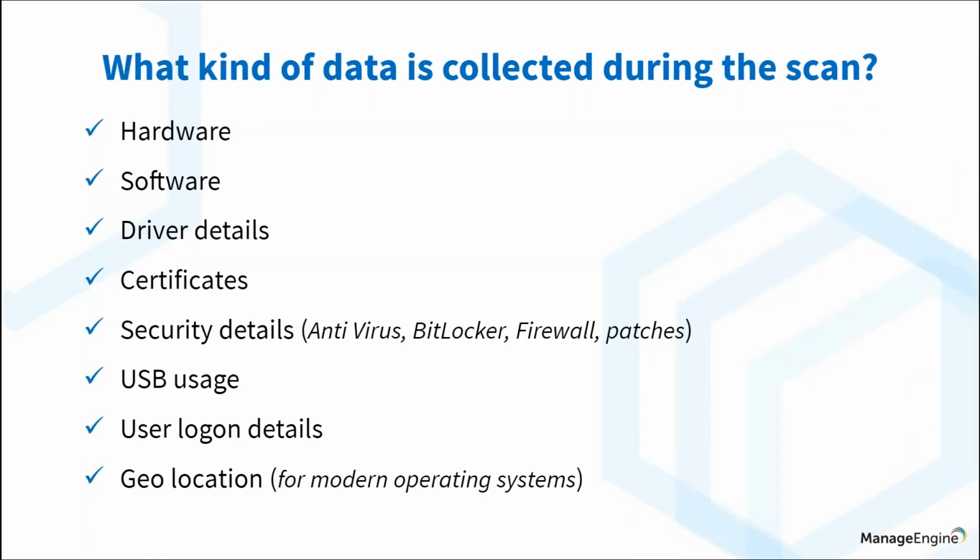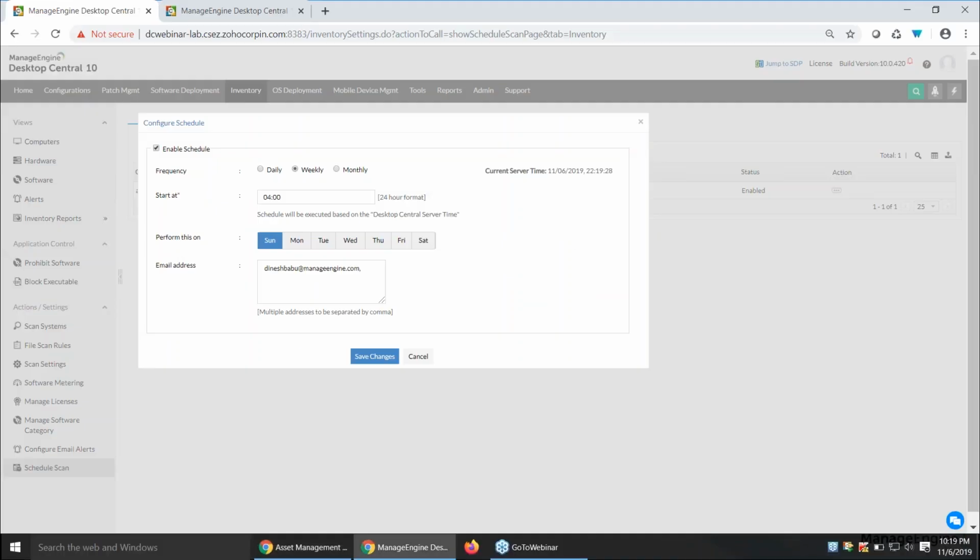So what kind of data is collected during the scan? The hardware information, software, driver details, certificates, security details such as the antivirus information, BitLocker information, firewall, and the missing patches. You can check the USB usage and user logon details. For modern operating systems, you can also do geo tracking. Let me show this on the console.